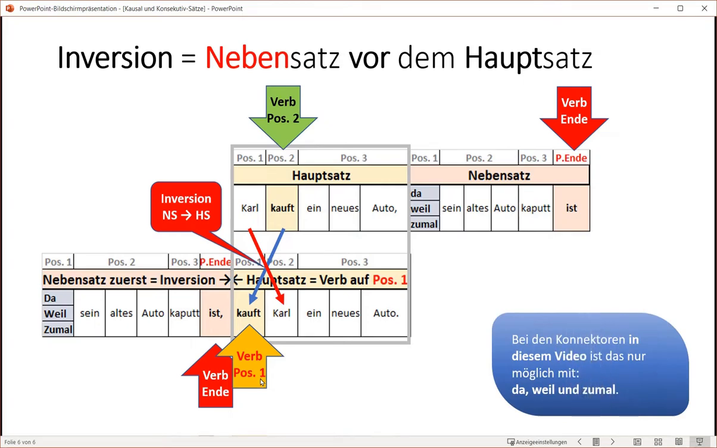So, in those connectors that I showed you today, only da, weil, and zumal, those three, you can do an inversion with. With the others I showed in this video, you cannot do that. Only the three of them can do that.